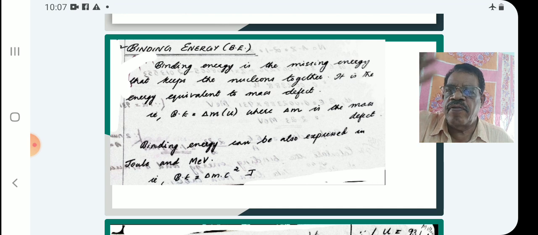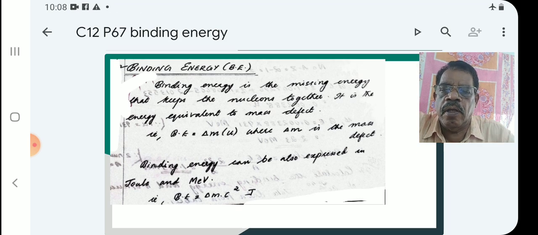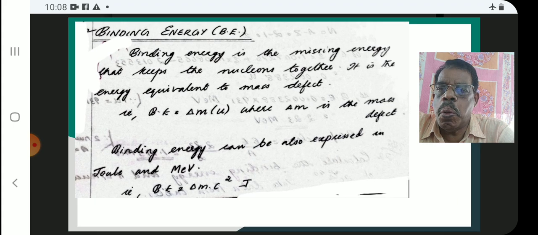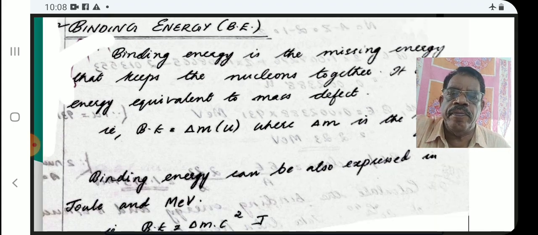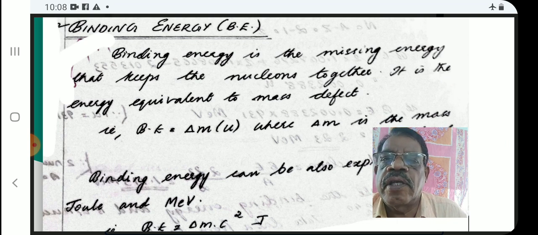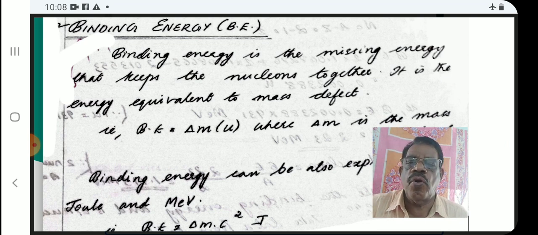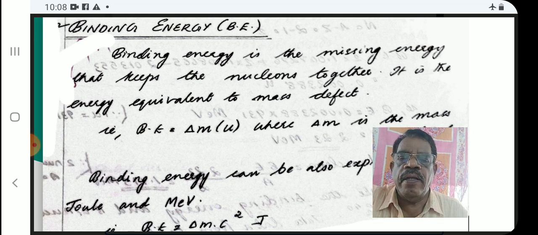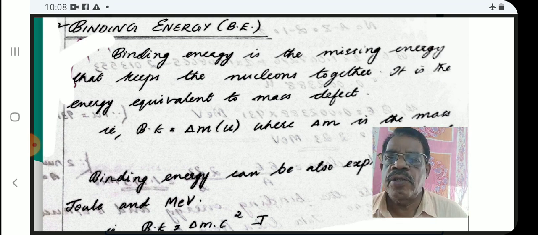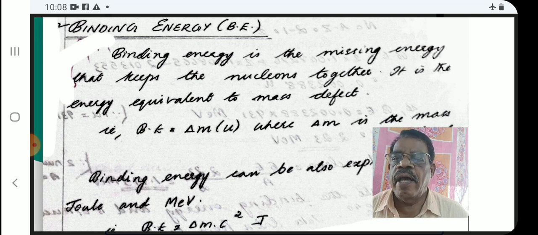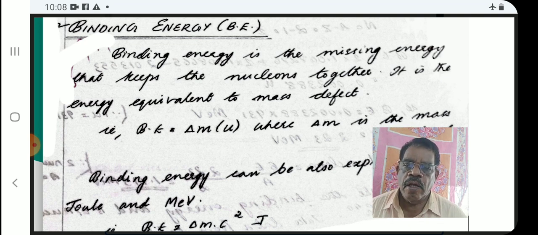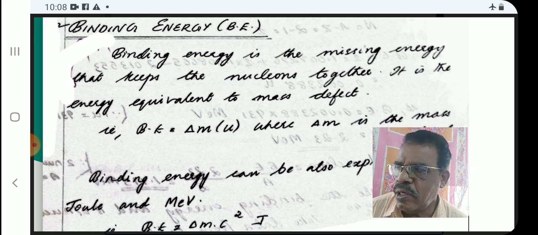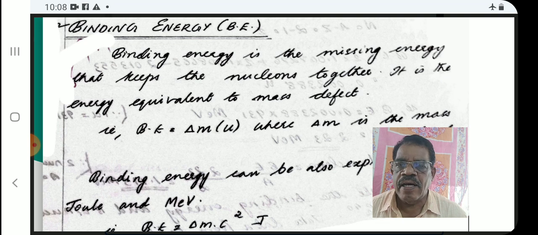So the definition of binding energy. What is binding energy? Binding energy of nucleons. Binding energy is the missing energy that keeps the nucleons together in a nucleus. It is the energy equivalent to mass defect. By nucleons, we know, protons and neutrons, the particles in the nucleus, and the energy that binds them together.